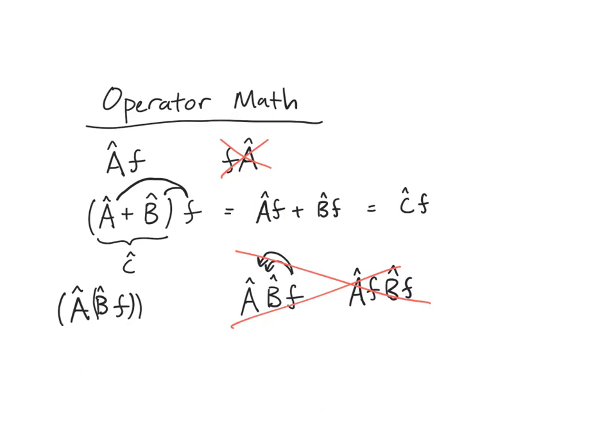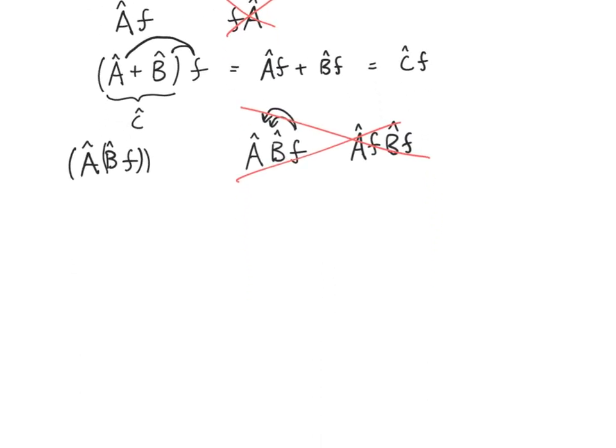Now, you're very likely to encounter a situation where operators are both acting on each other and maybe also being added to some other operators. So you might see A hat acting on B hat, and then being added to C hat like this, and all of those acting on a function. And all you've got to do is just remember the rules I told you about above, and the result is just A hat acting on B hat acting on F like that, plus C hat.